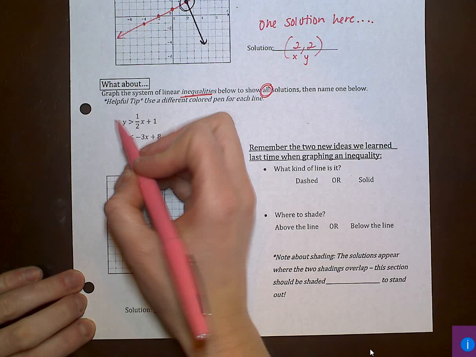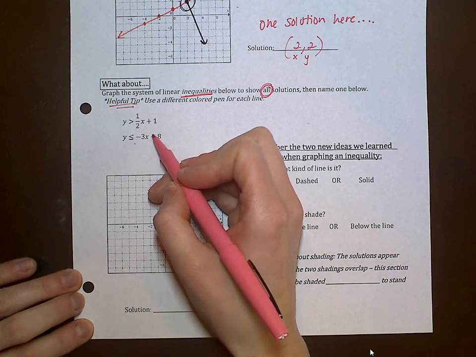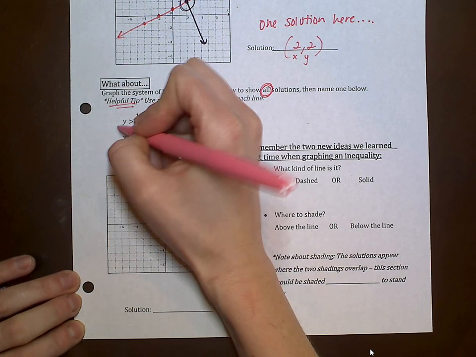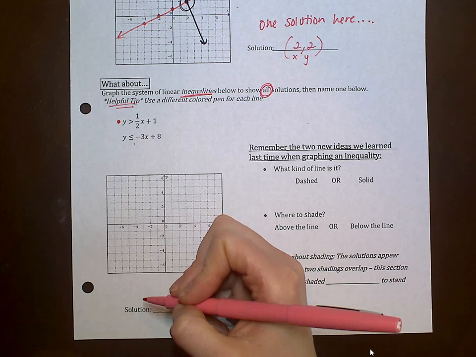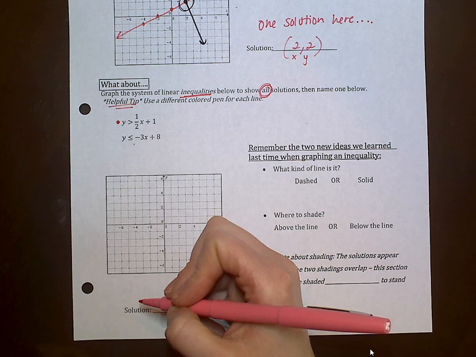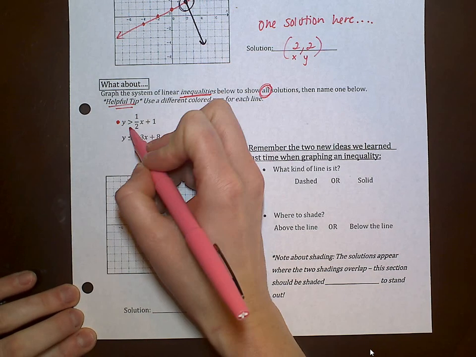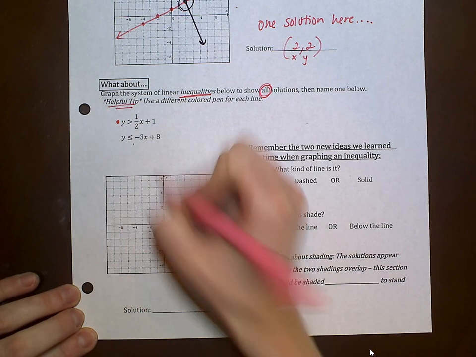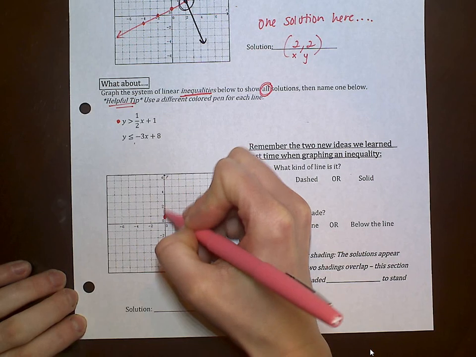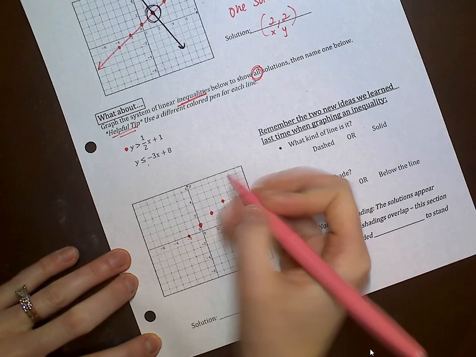Notice this helpful tip right here. I would strongly suggest using a different colored pen for each line, or maybe like a pen and a pencil. Use something that's going to differentiate the two because it's way easier to see where your answers lie if you do that. So I'm going to stick with pink and purple here. So the first line I'm going to graph in pink. Remember, when you're graphing an inequality, you plot the points like normal. So I'm going to start at 1, go up 1 over 2. All of this is the same as the review problem from up above.